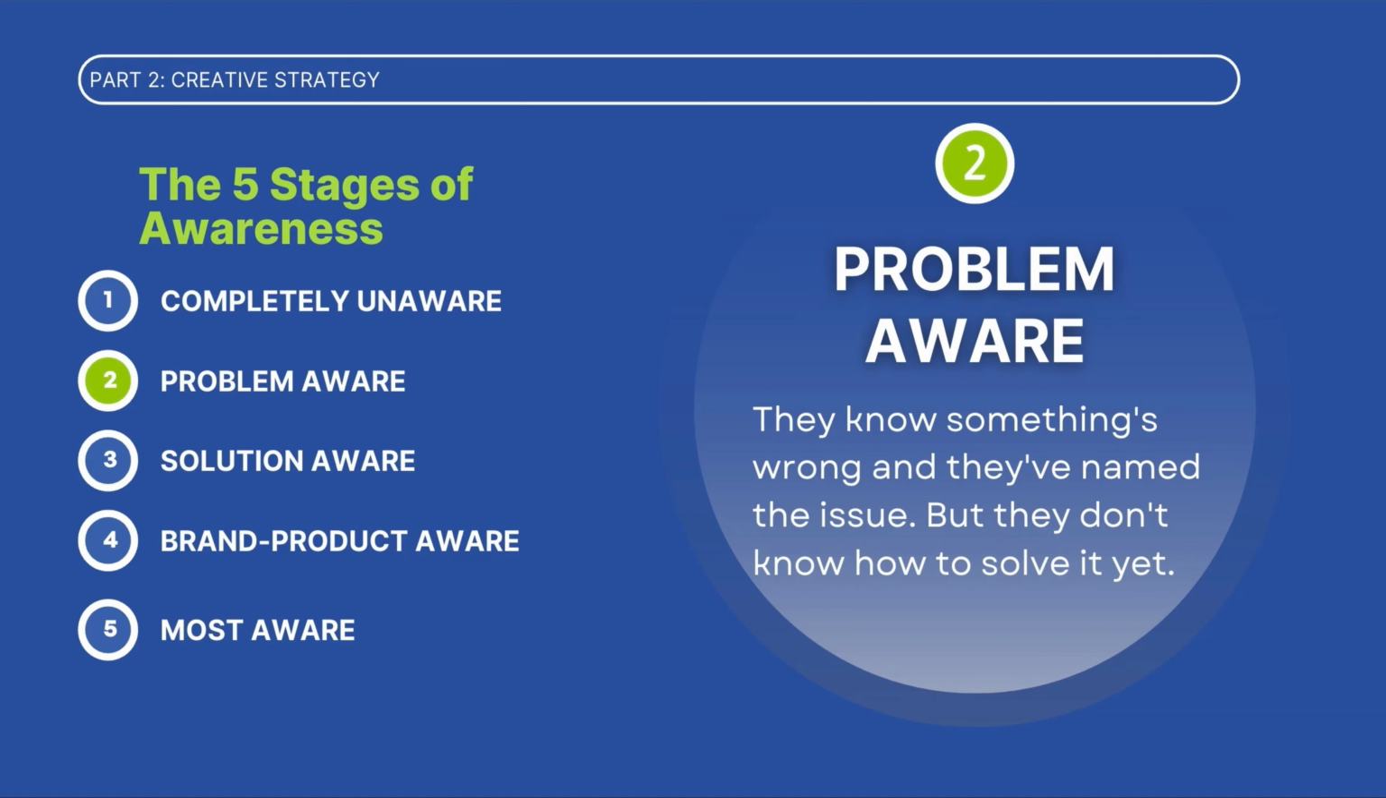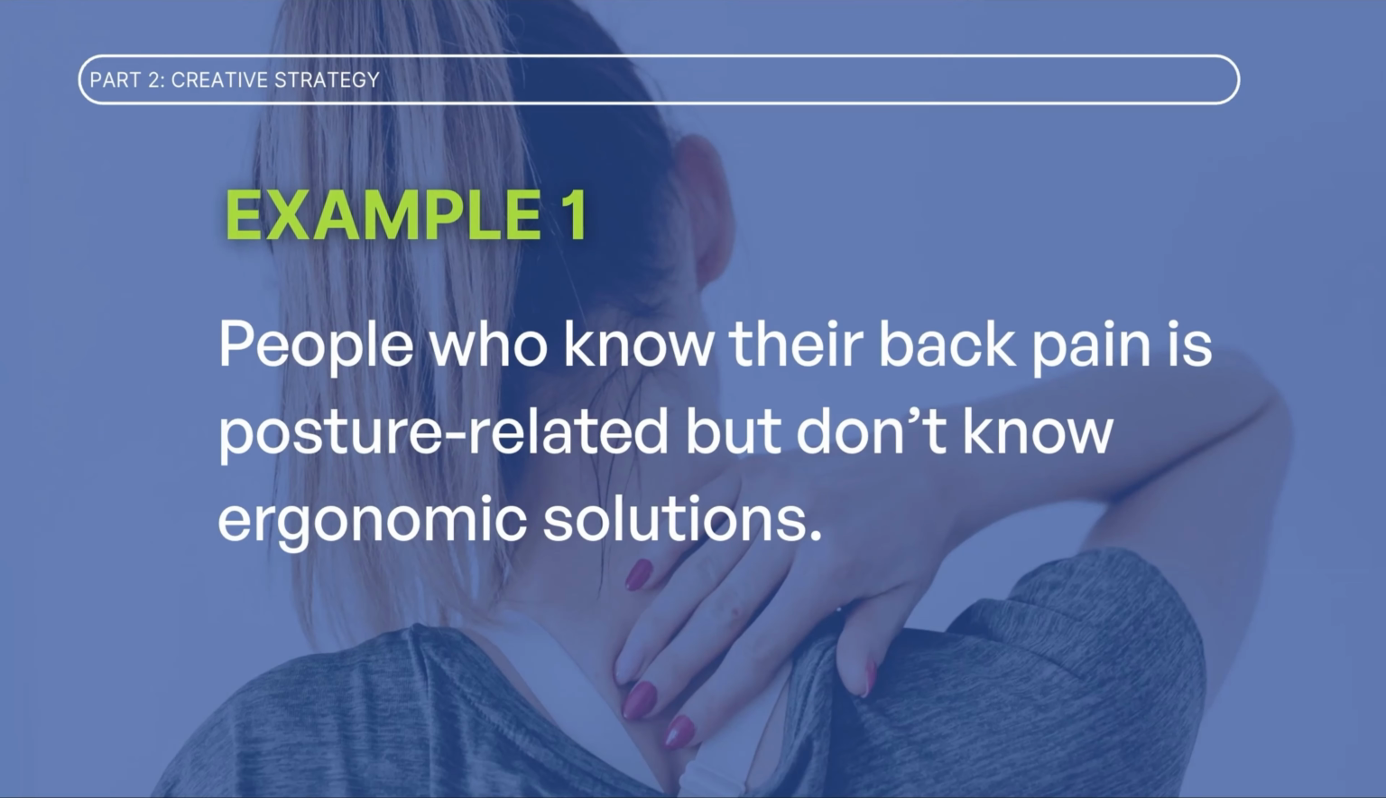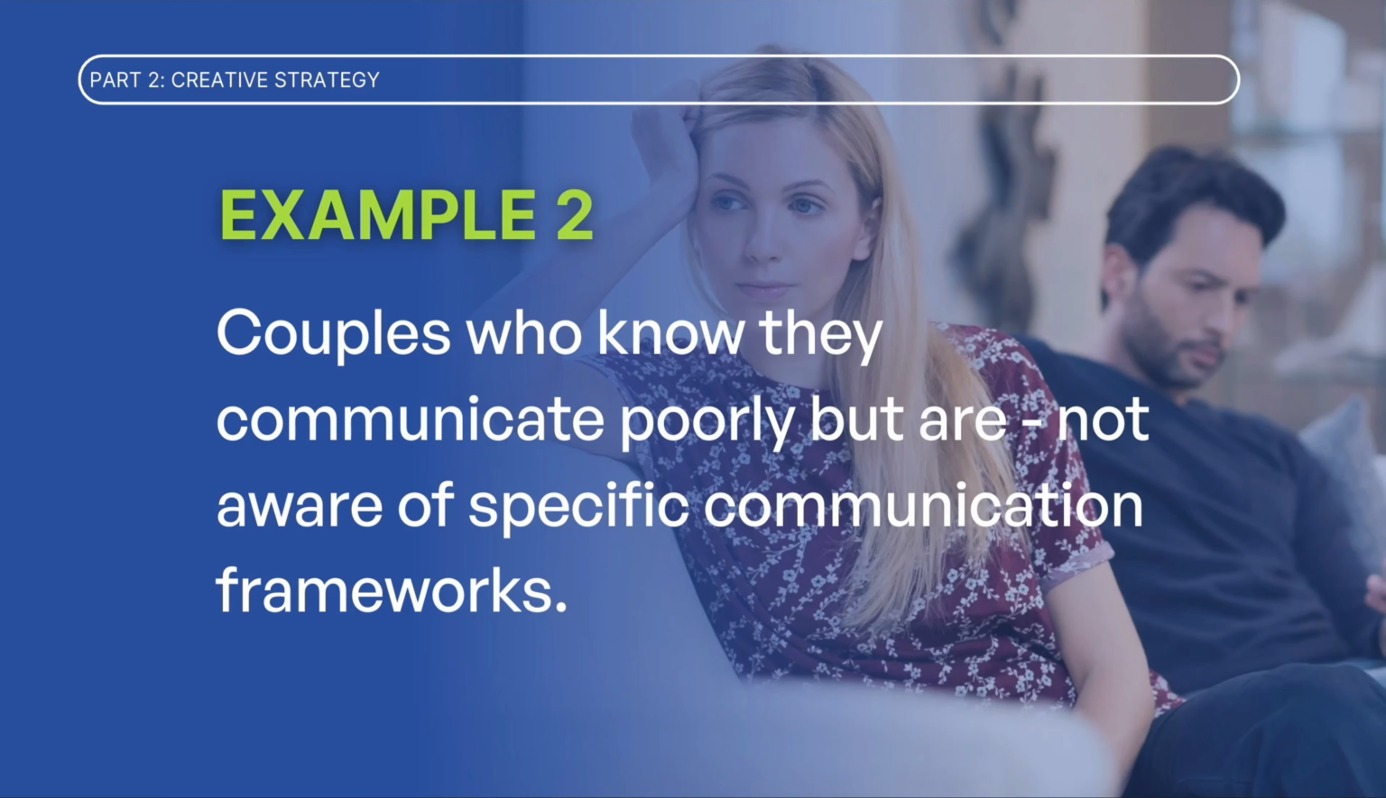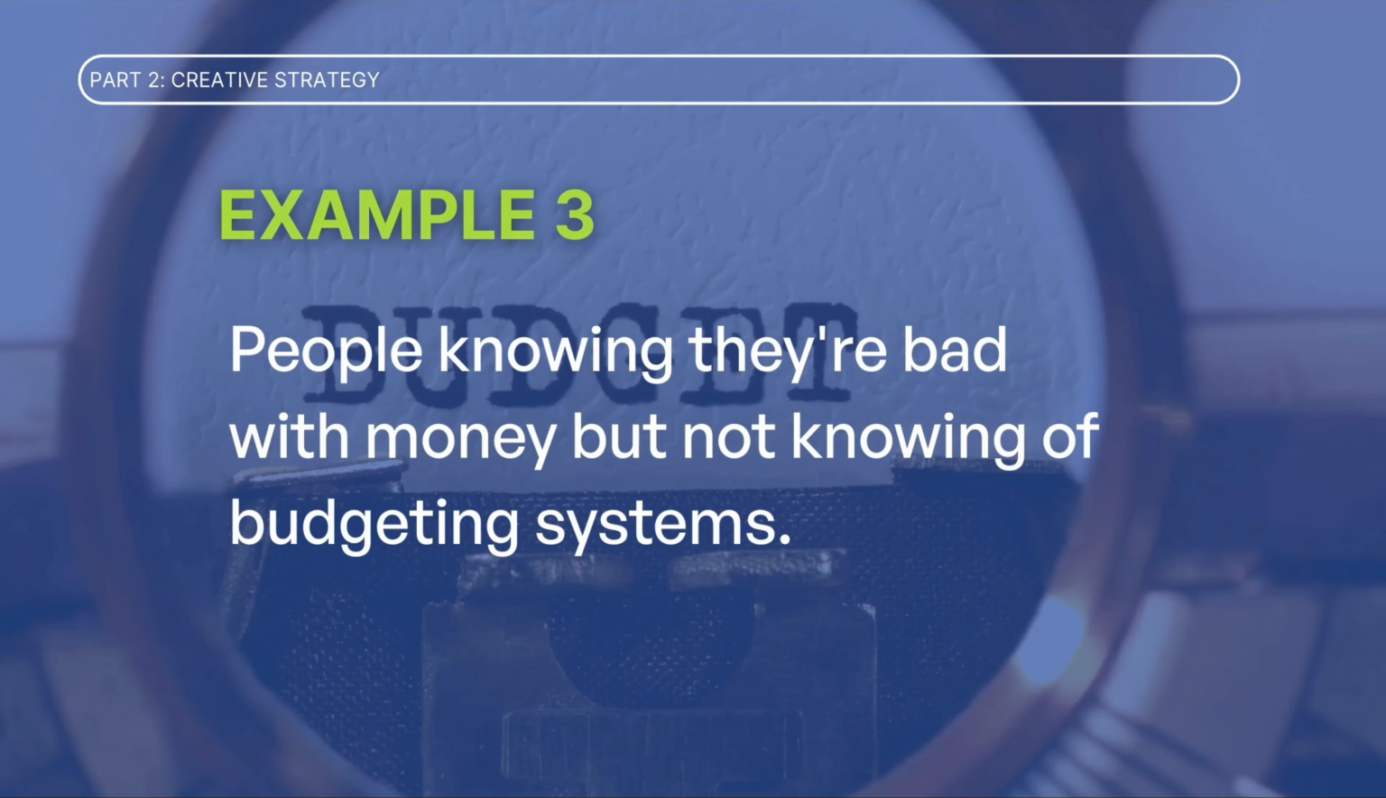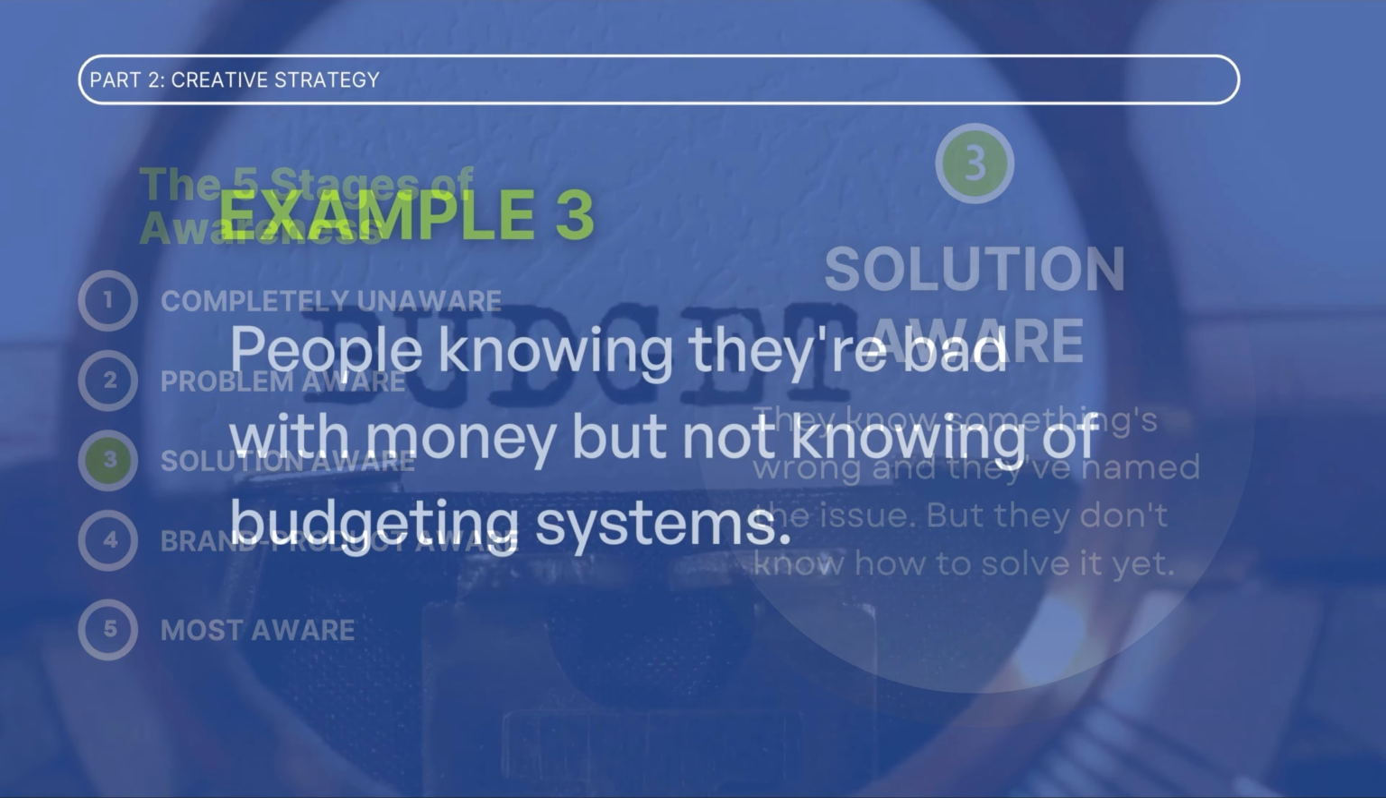Stage 2. Problem aware. These people know something's wrong and they've named the issue, but they don't know how to solve it yet. Let's look at a few examples. People who know their back pain is posture related but don't know any ergonomic solutions. Couples who know that they communicate poorly but are not aware of specific communication frameworks. People who know they're bad with money but do not know of any budgeting systems.